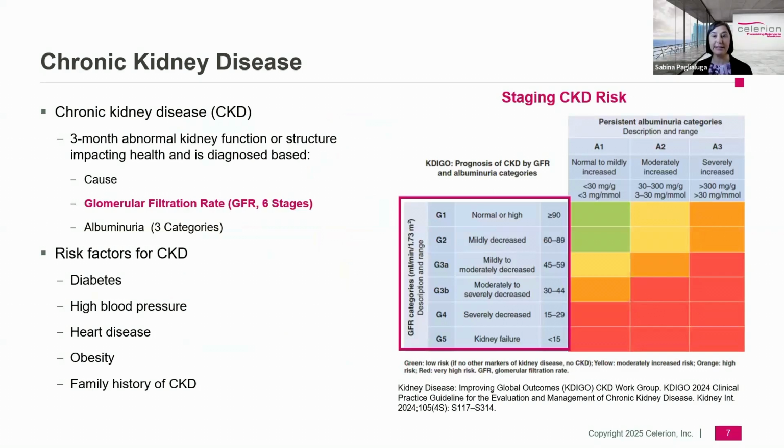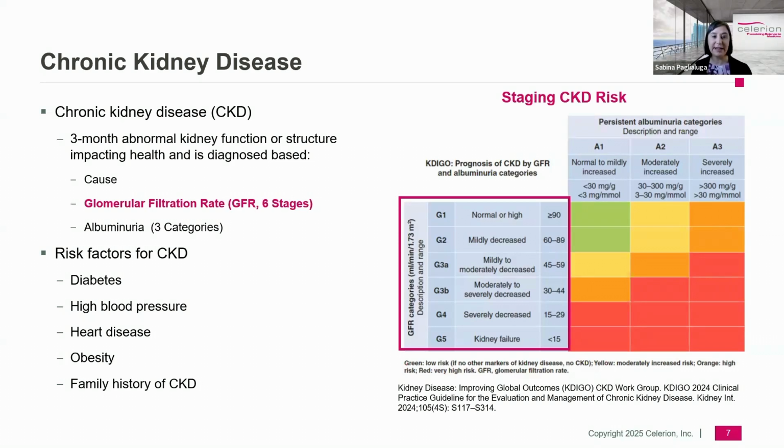Now, chronic kidney disease affects approximately 1 in 7 people in the US. It's more common in older adults, those over 65 years of age, and more prevalent in women than men. Some of the risk factors for chronic kidney disease include diabetes, high blood pressure, heart disease, obesity, and a family history of CKD.